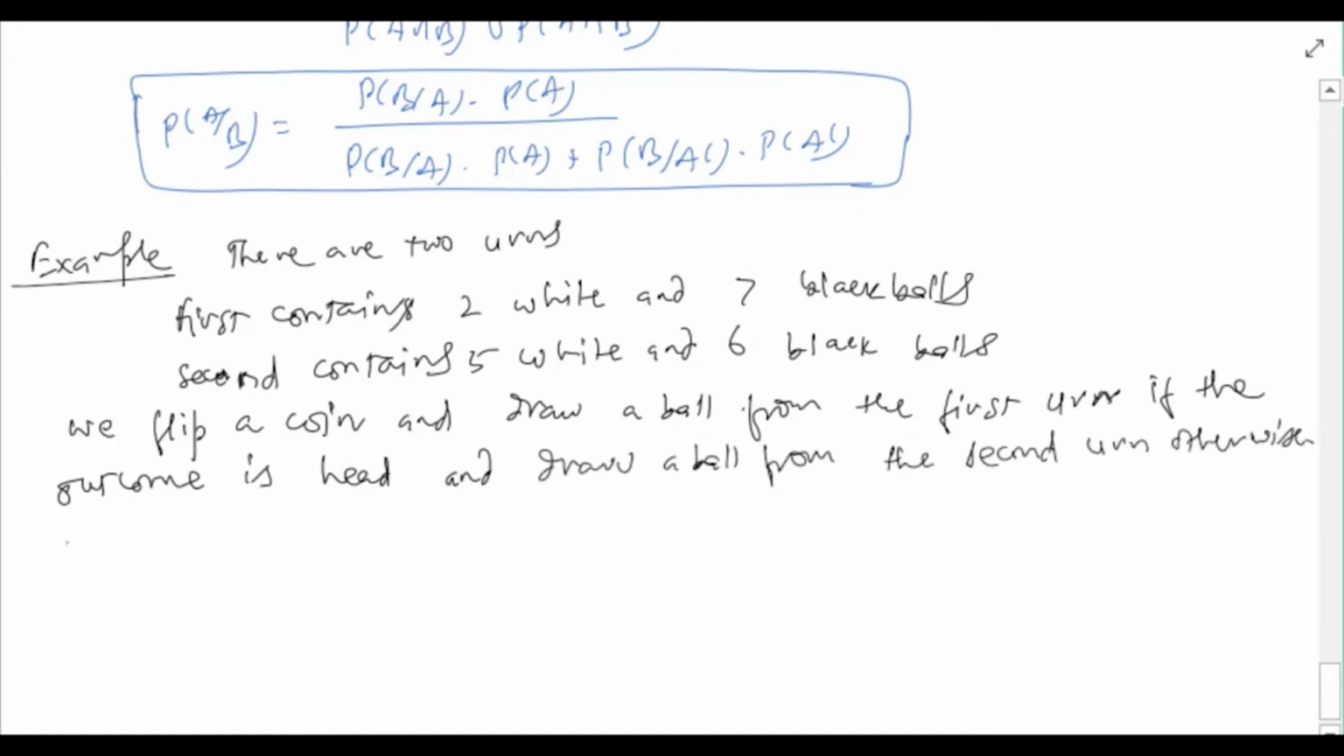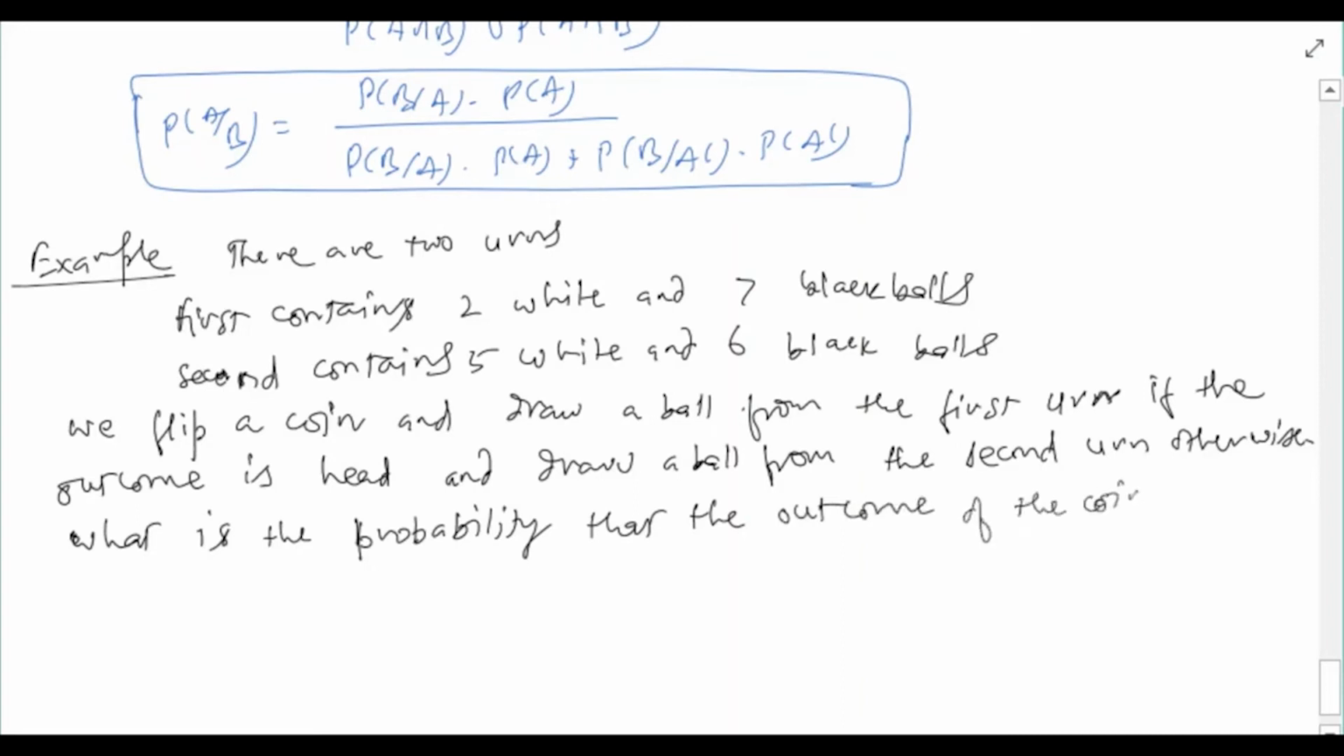We are interested in the probability that the outcome of the toss was head given that a white ball was fetched. What is the probability that the outcome of the coin toss was head given that a white ball was fetched?